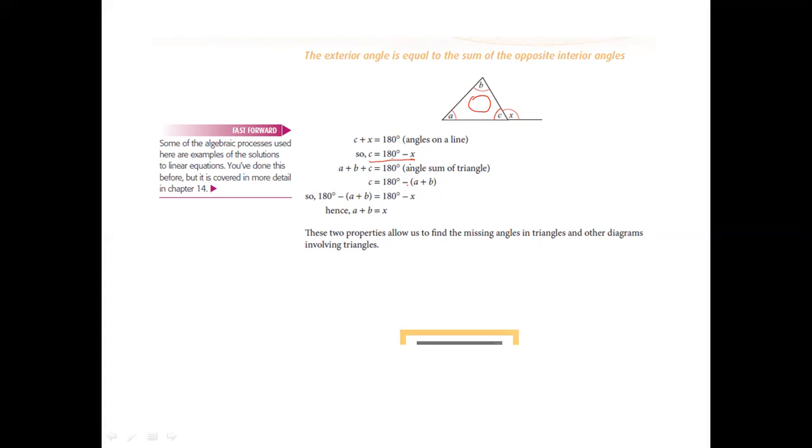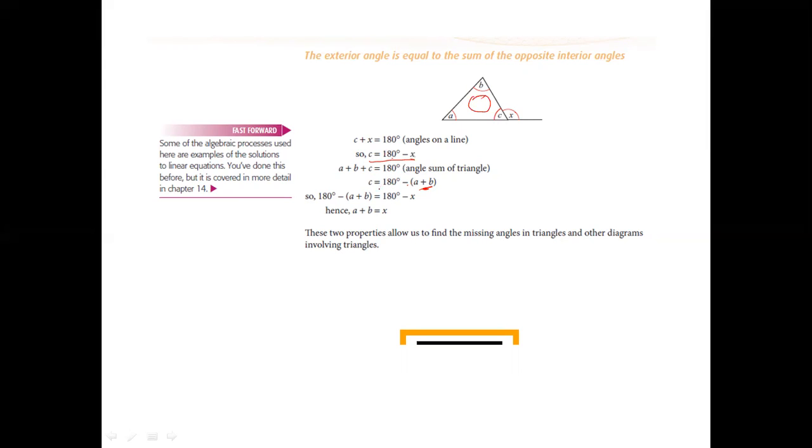180 minus, what was the x? X was a plus b. And here also 180 minus x, or a plus b. And so you will get, hence, a plus b is equal to x. It's like a proof. You can stop the video and watch it again.